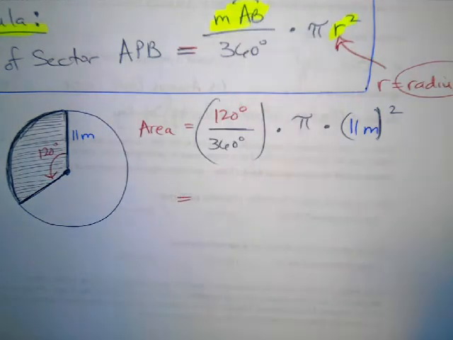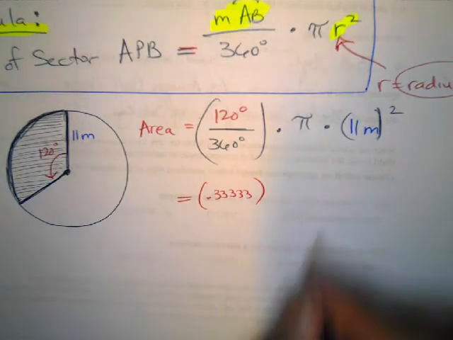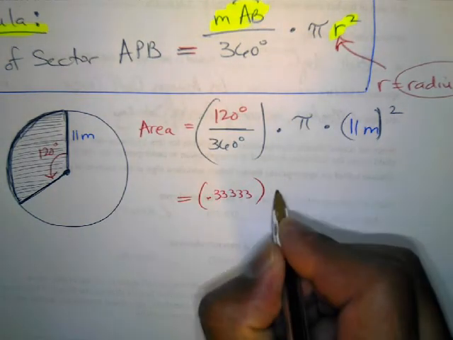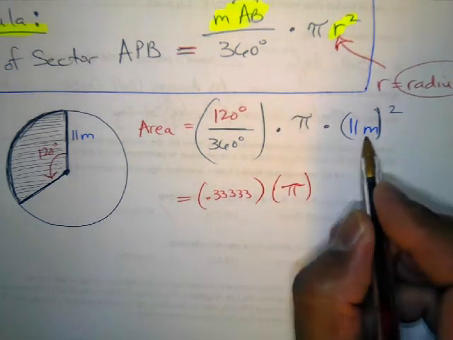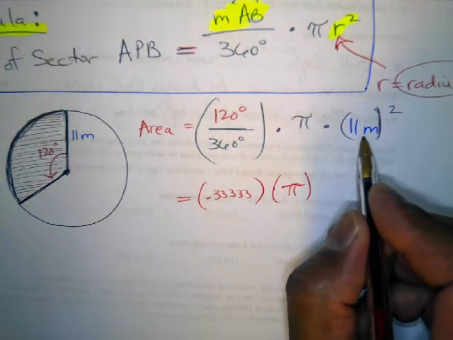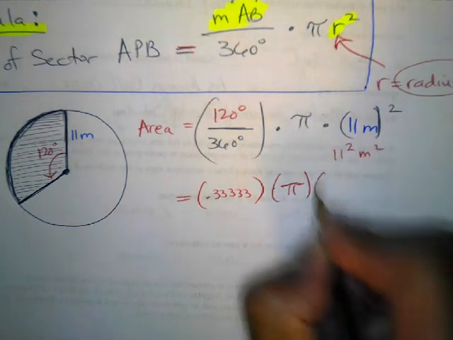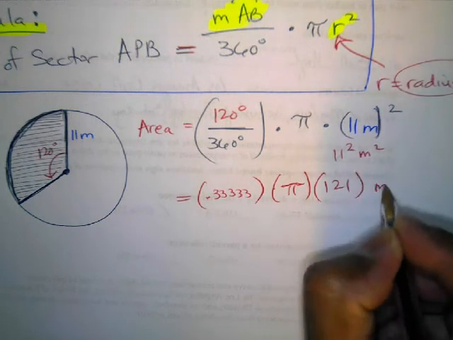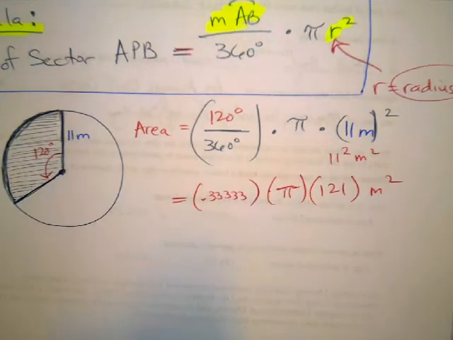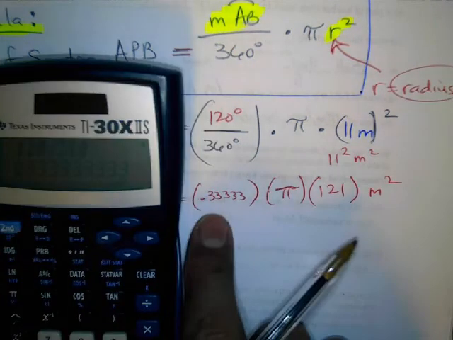120 divided by 360 is 0.33333. Let's just use a bunch of those, times pi, times, what is 11? Right, this is 11 squared, and this is the meter squared, so that's 11 when you square it is 121, and the units is meters squared. Remember, you got to square the 11, you got to square the units.